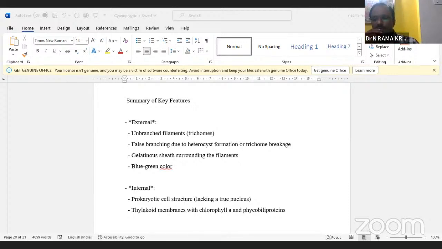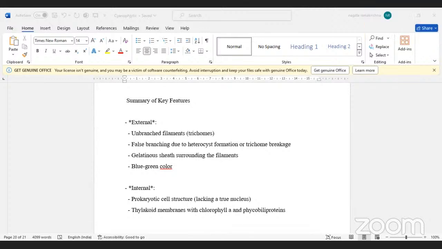Now Nostoc is a freshwater alga. Spirulina is a filamentous type of structure. Lyngbya is also a filamentous type of structure. In all the cyanophytic algae, reproduction is by vegetative means, that is hormogonia and heterocysts. So this is cyanophytic algae. Is it clear now?